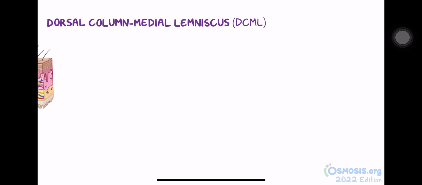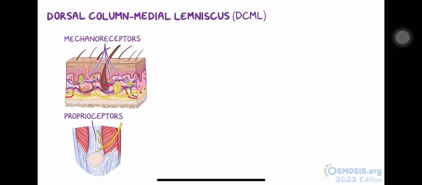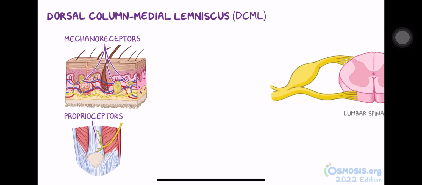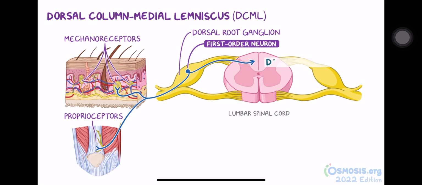All this is made possible by receptors like mechanoreceptors found throughout the skin that sense touch, or proprioceptors, like the muscle spindles and Golgi tendon organs located in muscles and joints that sense body position. When these receptors are stimulated, impulses are sent along peripheral nerves that are made of the axons of first-order neurons. These axons travel to the dorsal root ganglion, where the cell bodies of these first-order neurons reside. From these ganglia, short axons enter the ipsilateral dorsal aspect of the spinal cord, forming the dorsal column.